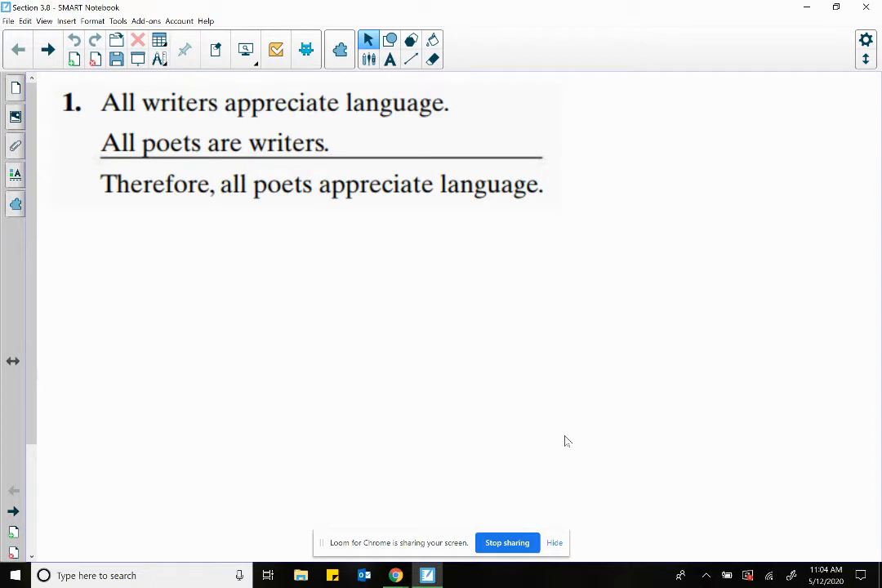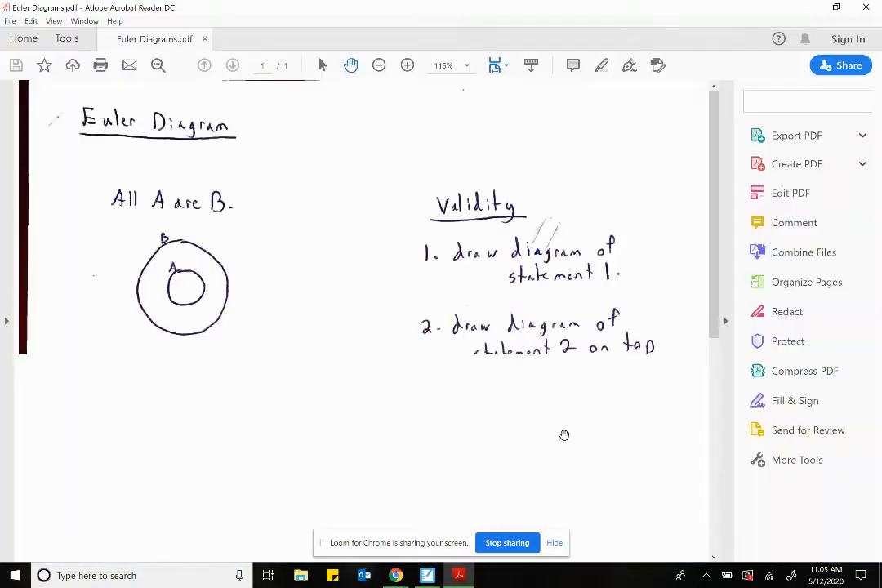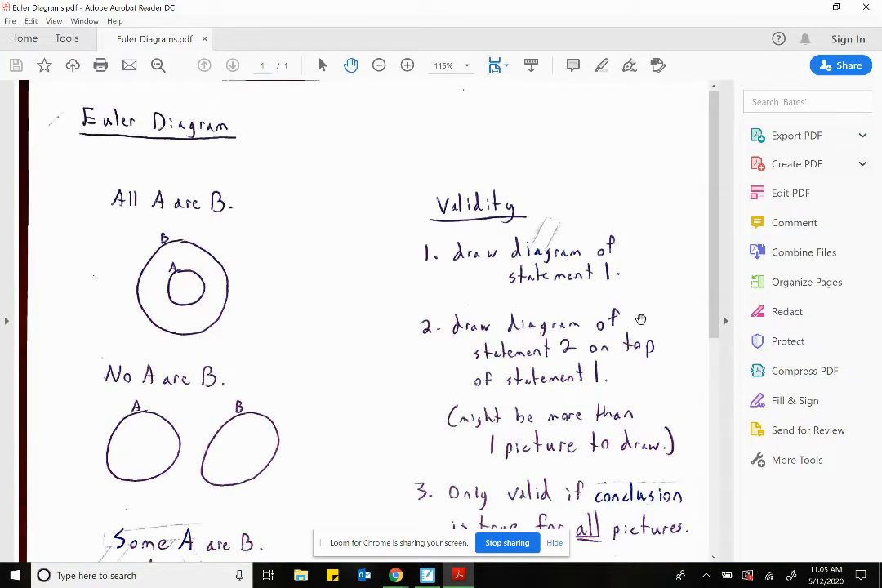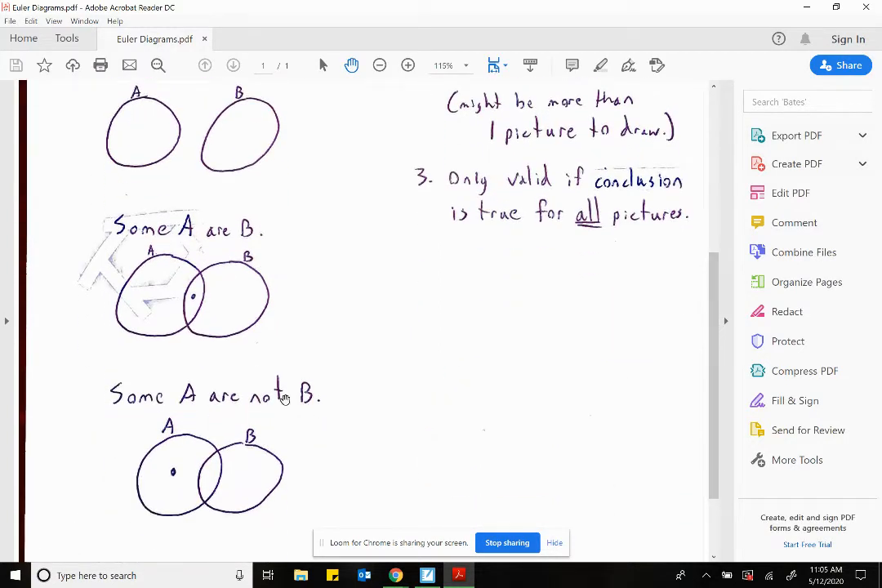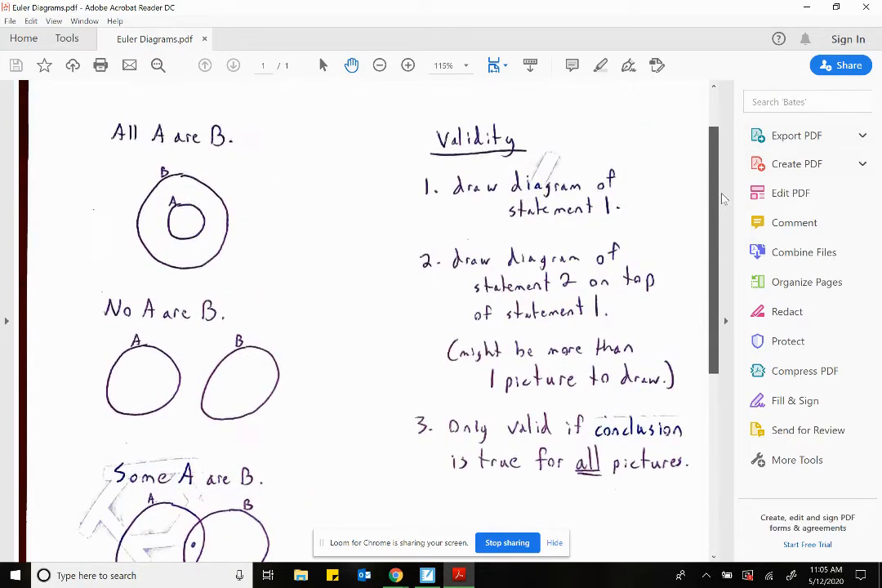So Euler diagrams are jumping back to quantitative statements, although these are not as bad as what we dealt with in 3.1. These are okay. I don't mind them, but we're going to be, as you can see, using circles to help us out. So a couple things that I've given you right over here. I've given you some information about certain statements.